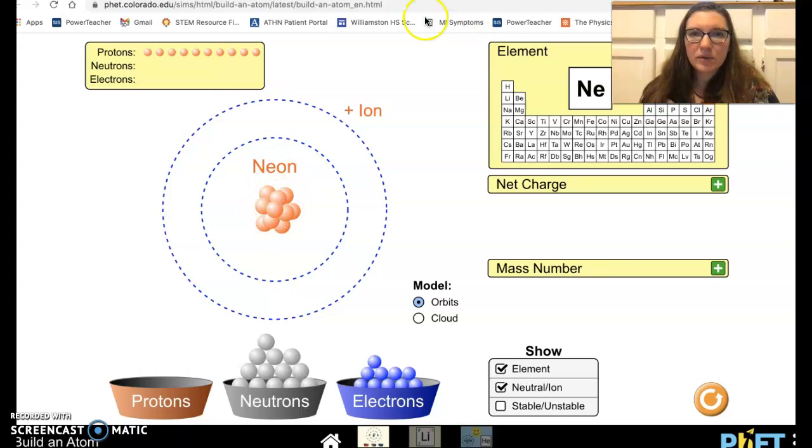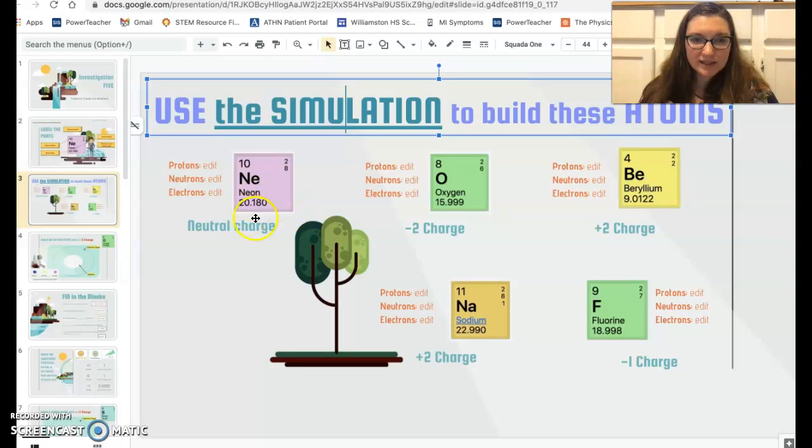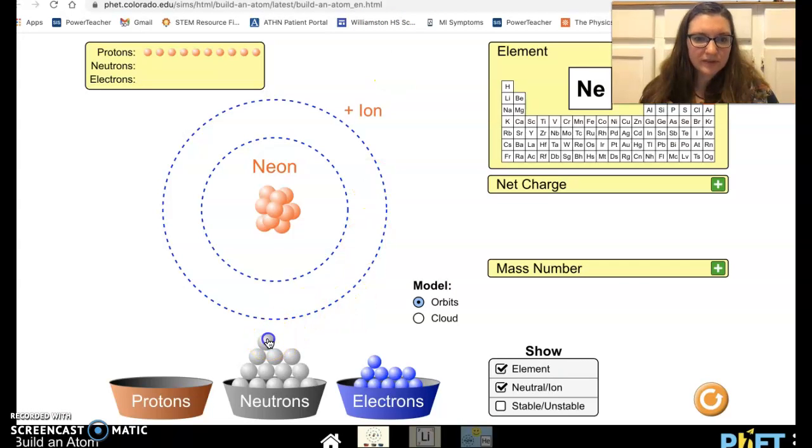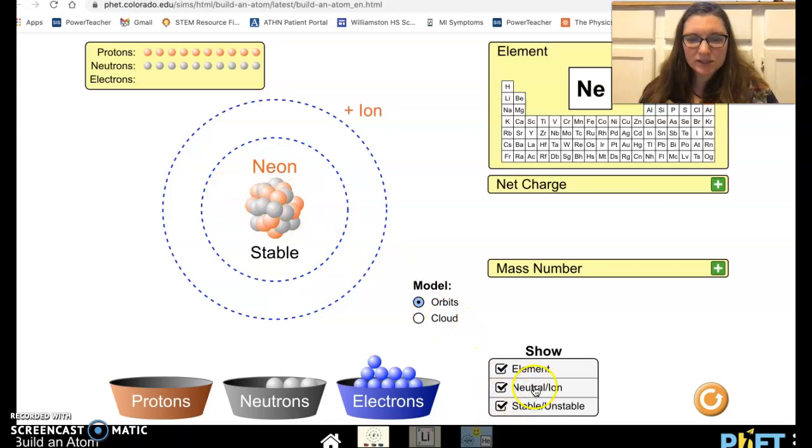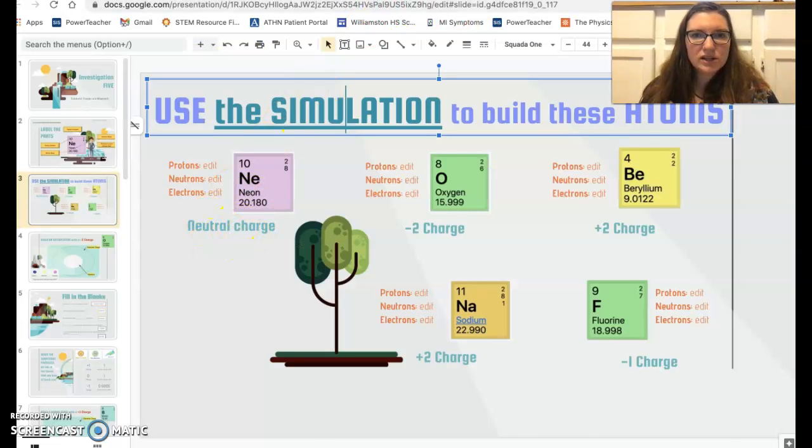Okay, now this says neon, but I know, because of the atomic mass there, that there's not just 10 protons, but there's also 10 neutrons. So let me do that. 1, 2, 3, 4, 5, 6, 7, 8, 9, 10. And if you want to double check that it is the right number of protons and neutrons, you can click the stable versus unstable. And if it's not stable, you'll see it starts to shake like that. Okay, and then I see that it has a neutral charge.